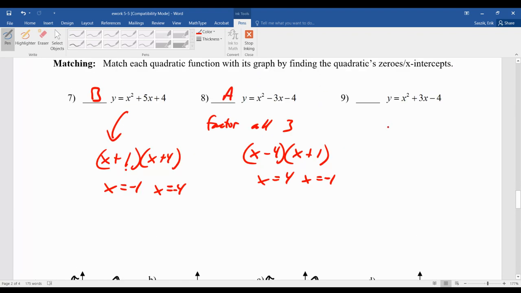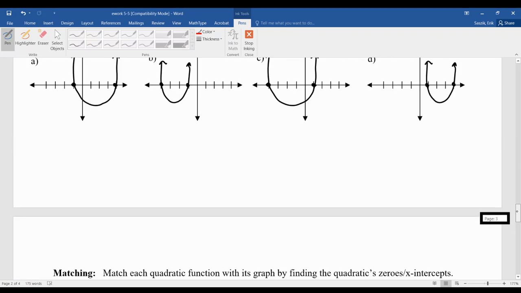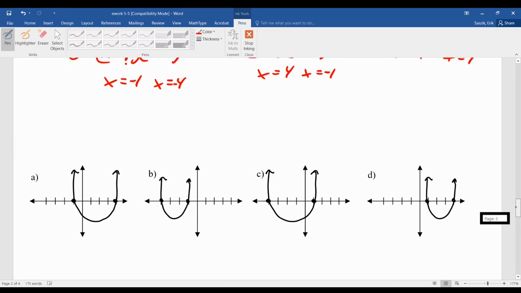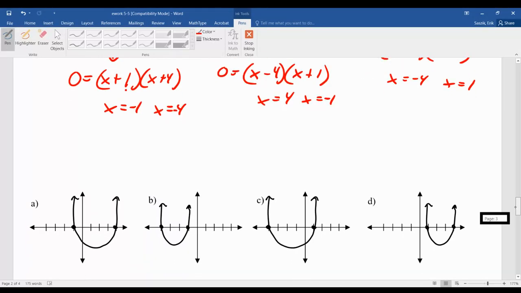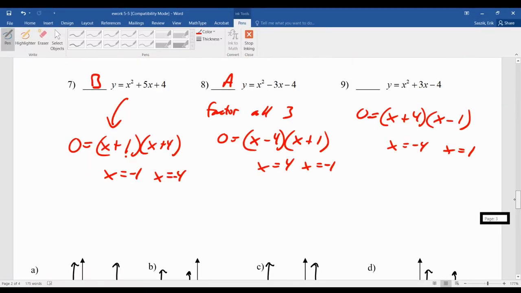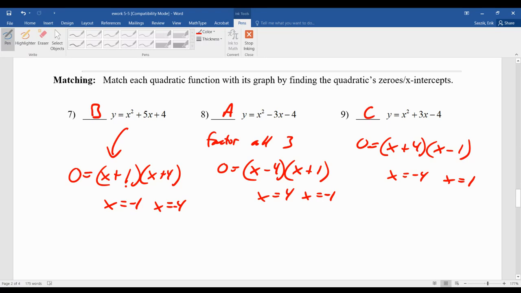And then lastly, I can't just pick the last one because there's still a couple things to pick from. So I got x and x. I got 4 and 1 again. But this is plus, this is minus this time. I should have had a 0 in front there. And then I get x equals -4, x equals +1. And if you look down below, where do you have -4 and +1? And that's going to be C. So D we didn't use.